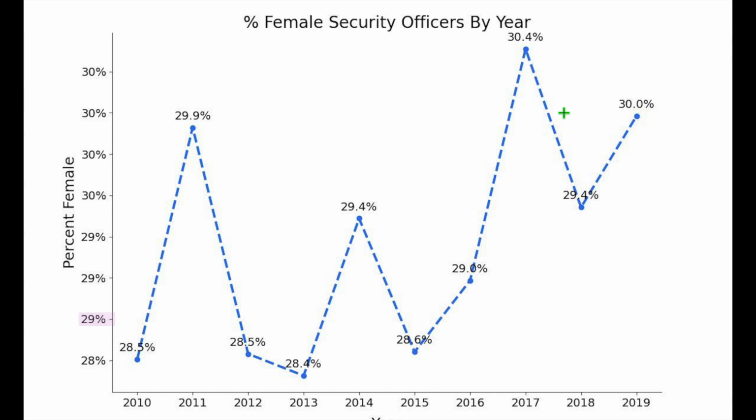Step 2, let's look at this variable on this horizontal axis. Year, okay. And looks like the leftmost year is 2010, and the rightmost year is 2019.